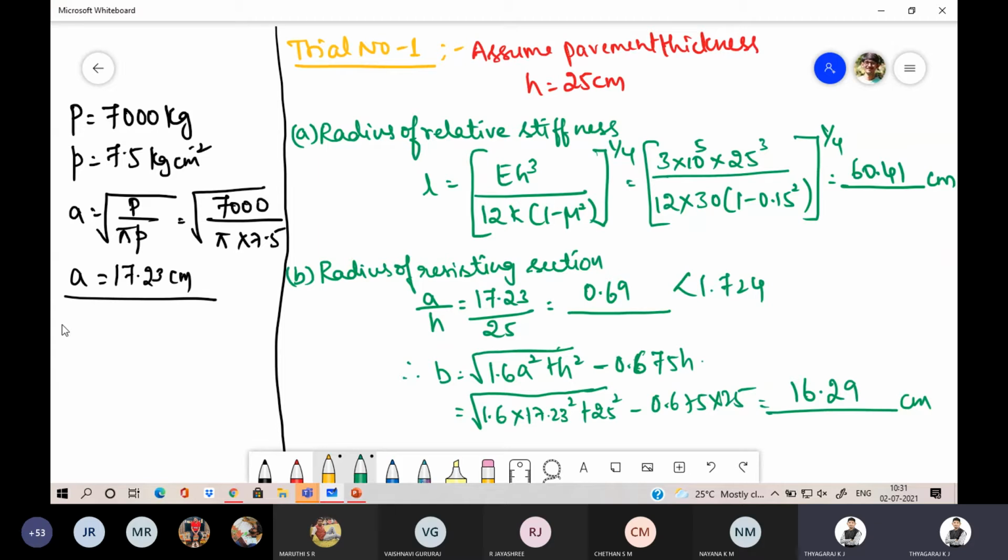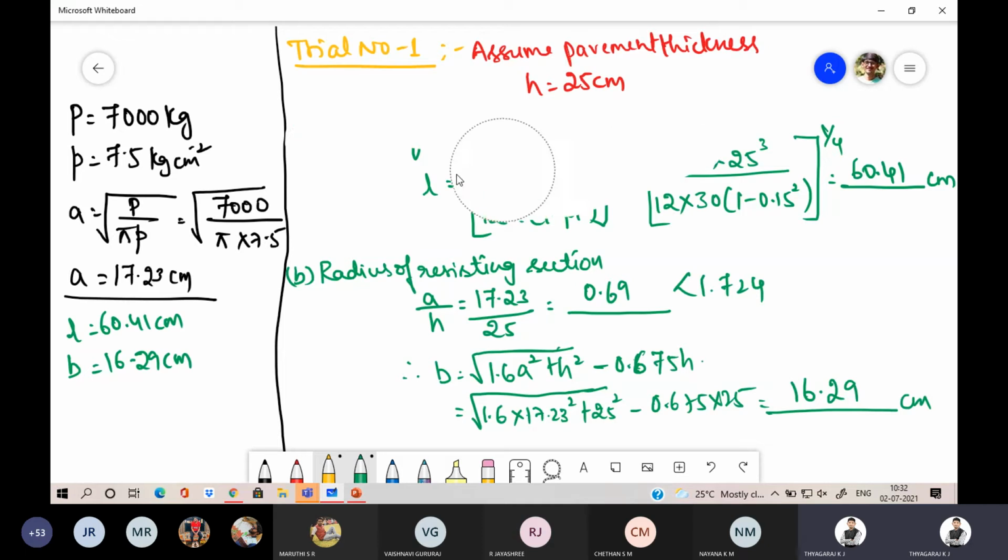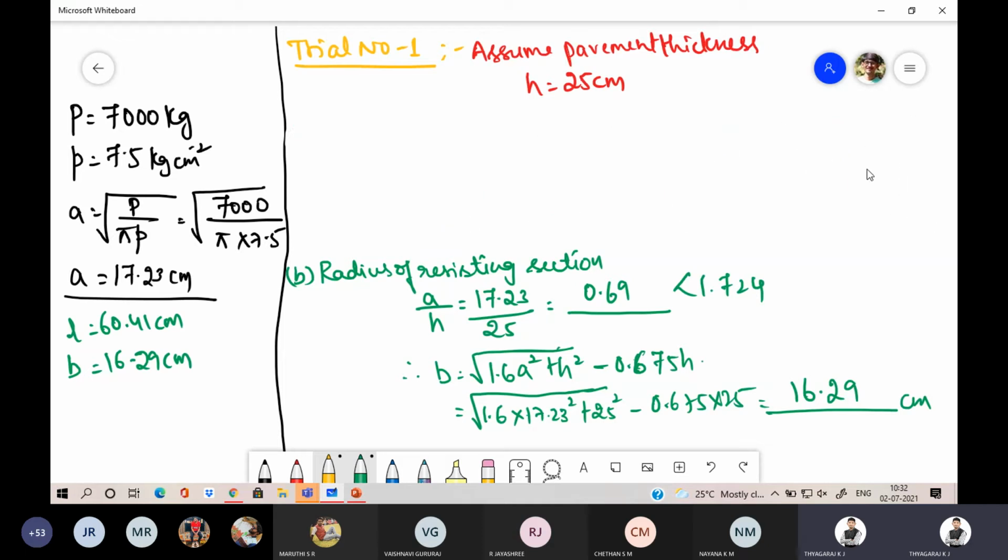We will write all the values here. L is equal to 60.41 centimeter. b is equal to 16.29 centimeter. Now, in the question, carefully observe that it is the edge load stress. The stress equation you should use is for the edge load only. So write Westergaard's edge load stress.